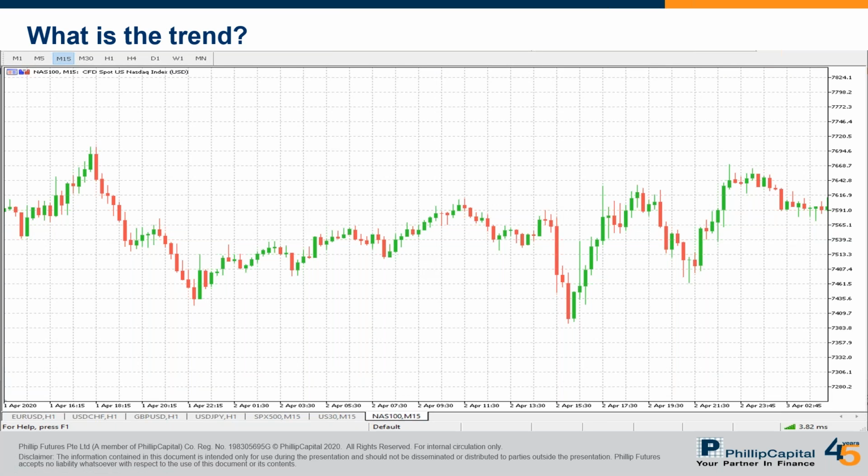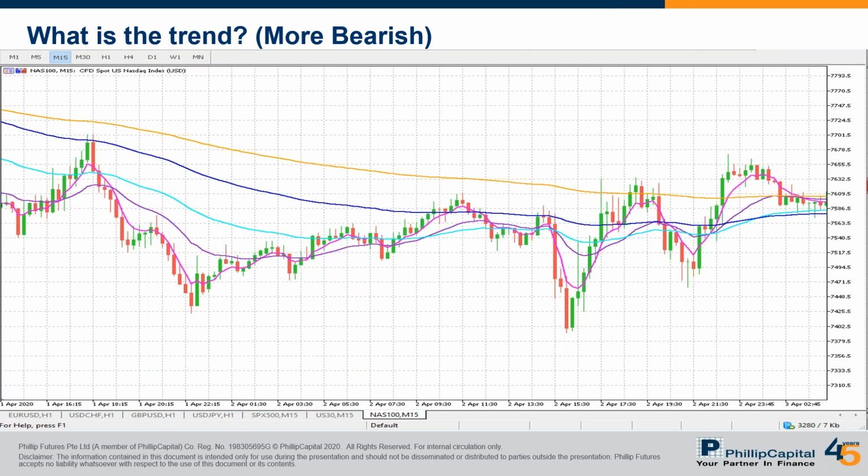Without any indication, it's probably a bit difficult to identify where this market is going. This is a Nasdaq 100 chart, a 15-minute chart. Without the lines, you probably won't be able to identify where the market is going. But if I add in the moving averages, at a glance we can already get a feel that this looks more bearish.